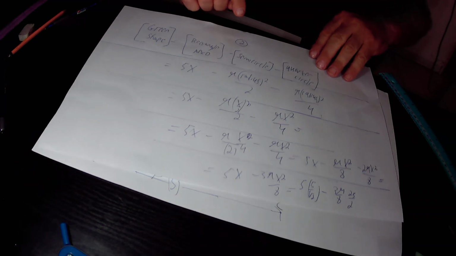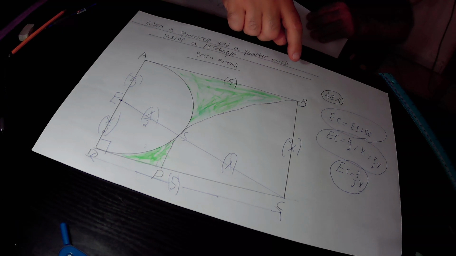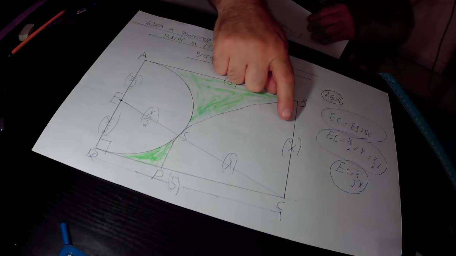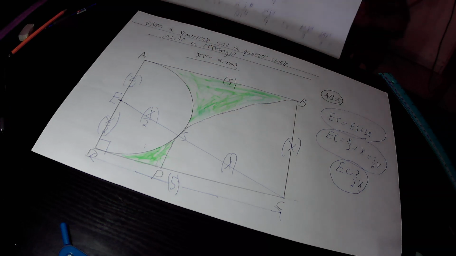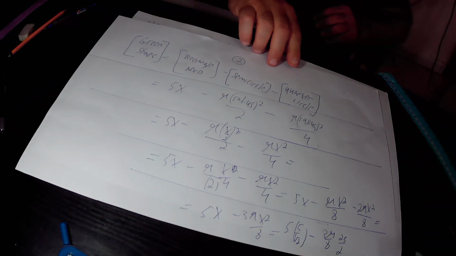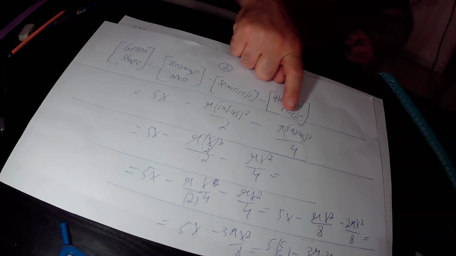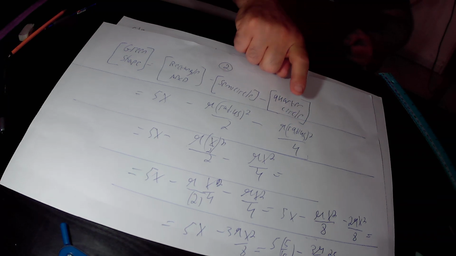And the area of the quarter circle equals the area of the circle over 4. The radius of the circle is x. So the area of the quarter circle equals pi times the radius of the circle squared over 4.